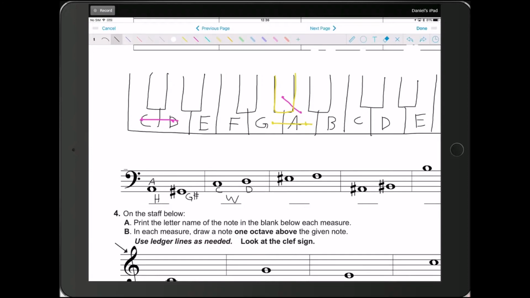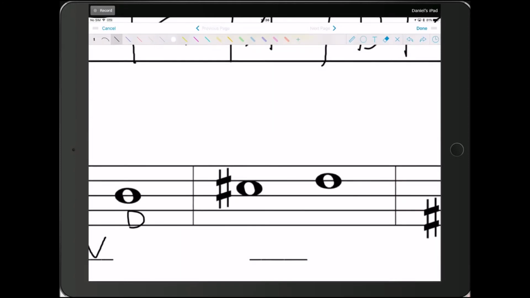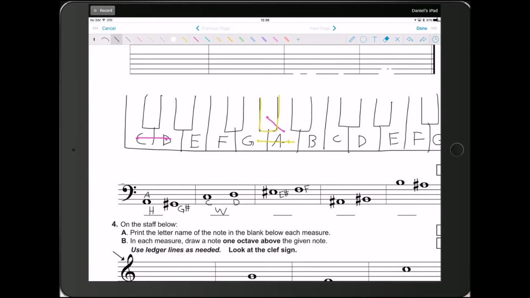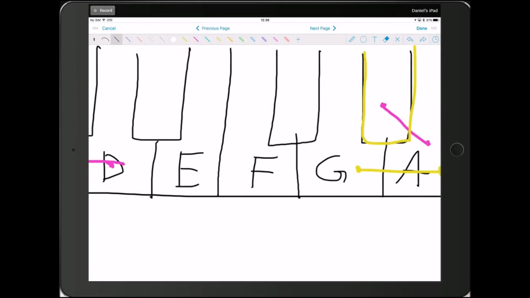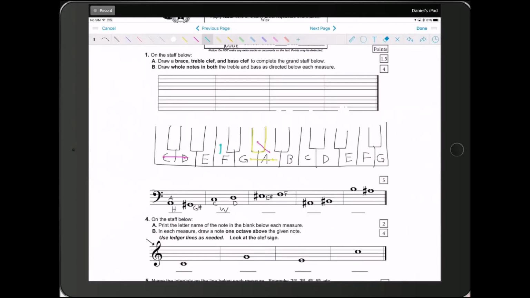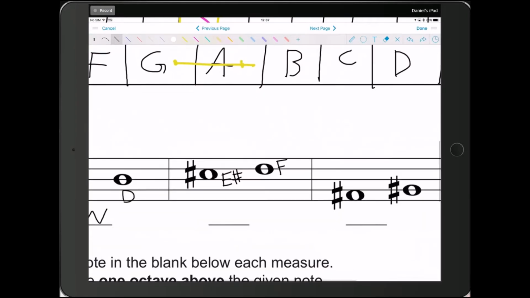Okay, next one, we have E sharp going to F. Now, let's find E. Here's E, but we don't want E, we want E sharp. And remember, a sharp raises a note a half step. So this is E sharp. This is also F. It's the same note. So therefore, that is enharmonic. 0.